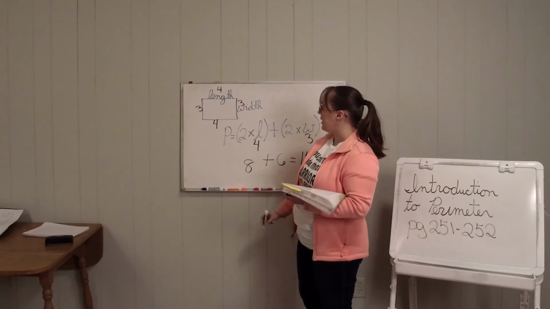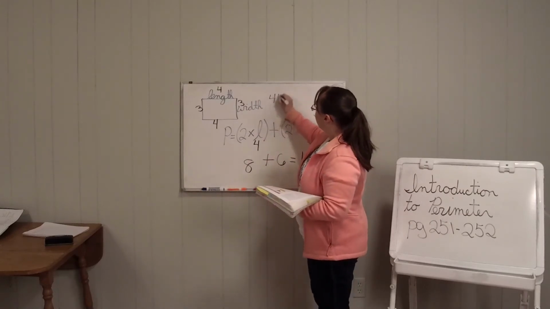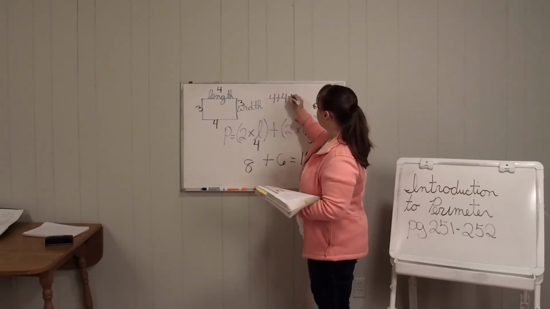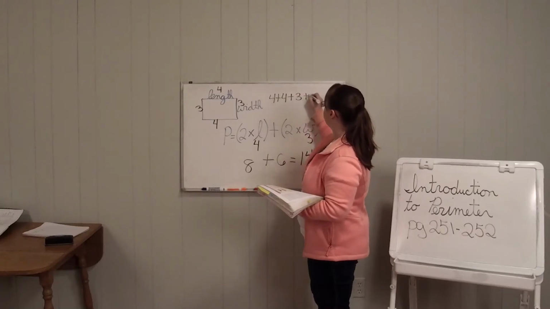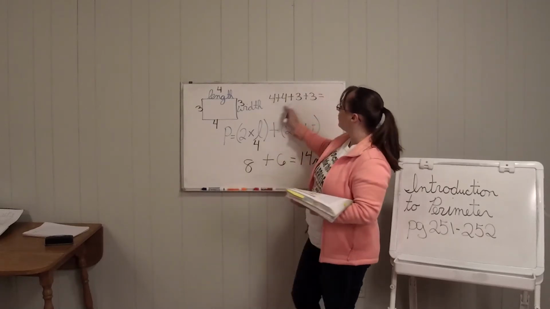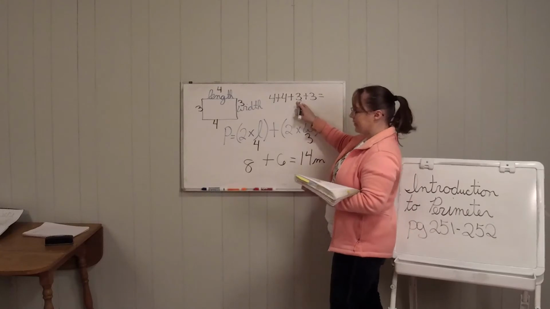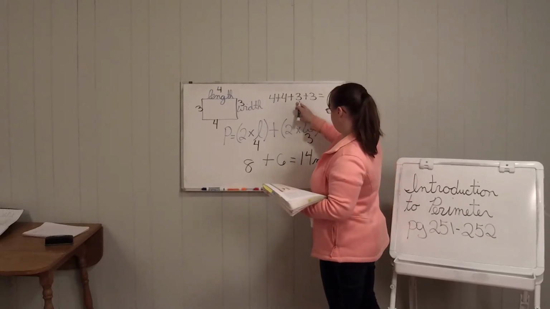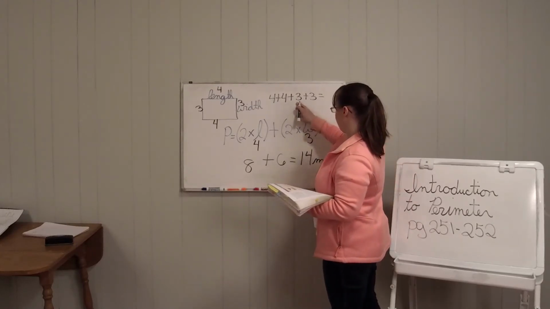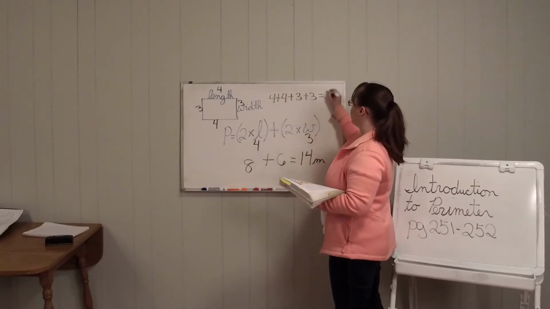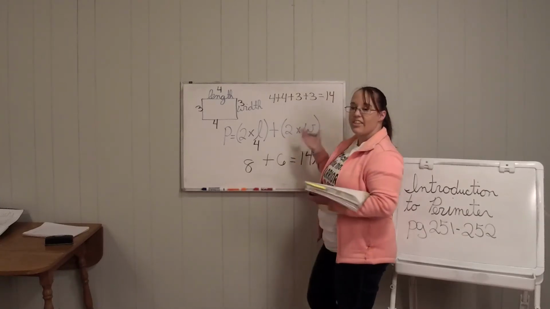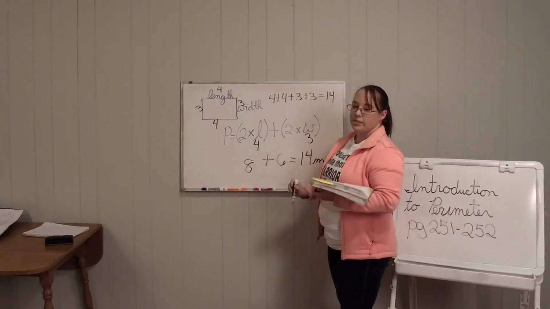Or you could have said 4 plus 4 plus 3 plus 3. 4 plus 4 was 8. 8 plus 3, 11, 12, 13, 14. So you get the same thing, this saves a little time.